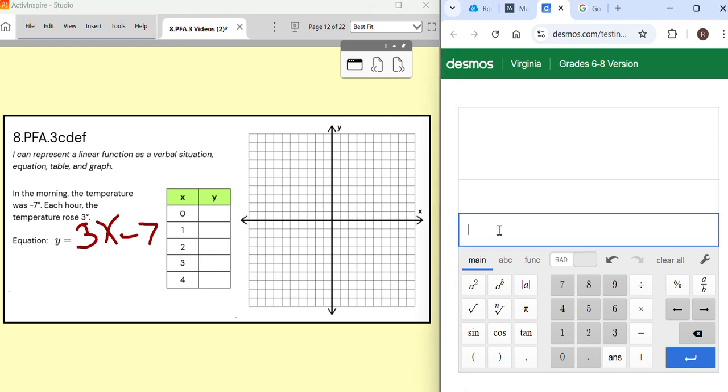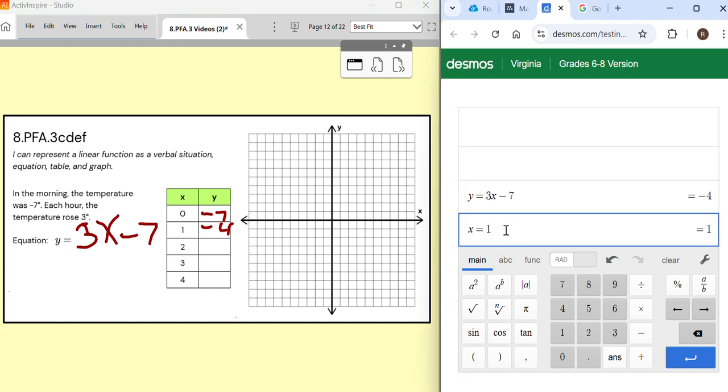Once you have an equation, you should type that in Desmos and use your calculator to help you find the y values. So I have typed in y equals 3x minus 7. And I'm going to start with x equals 0. And it tells me that gives me a y value of -7. Now let's change that x value to a 1. That gives me a y value of -4.